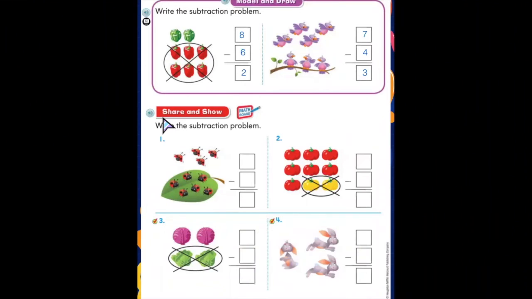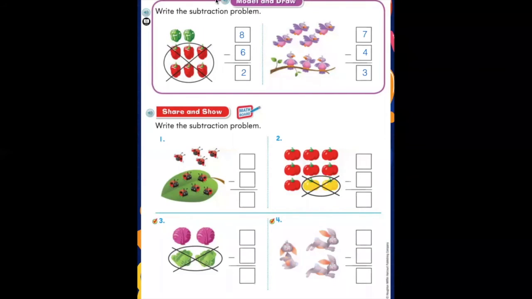Now let's take a look at the bottom half of our page. It says, share, and show. The directions say, write the subtraction problem. Number 1 shows us a picture of some ladybugs. So just like we did on the problems above, you are going to first count the total number of ladybugs, and you'll write that at the top. Then you are going to see how many ladybugs are flying away, and that will be the number to subtract. Last, you're going to see how many ladybugs are left on the leaf, and that will be your answer.